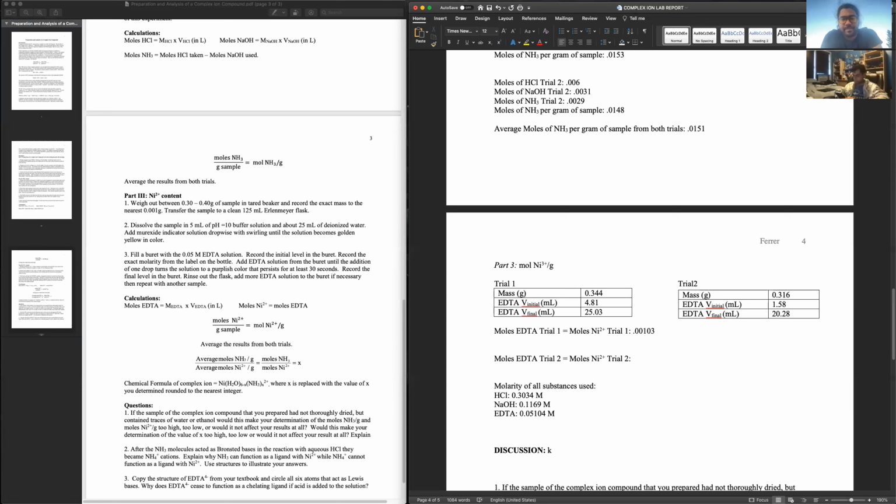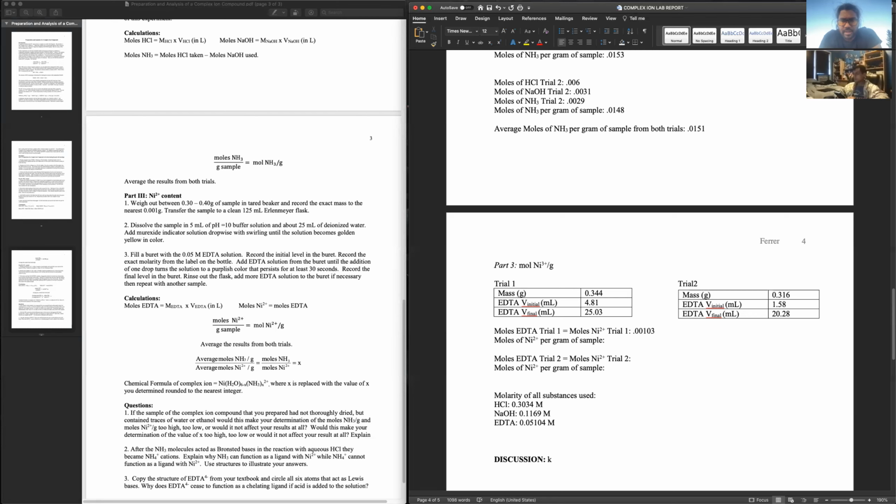Unless you wanted to do the next step for trial 1, however you want to do it. Oh yeah, let's do that. Okay, so the next step basically is going to be moles of nickel per gram of sample. Now what you do is you take your number of moles and you divide it by the mass of that sample. So 0.00103 divided by 0.344.